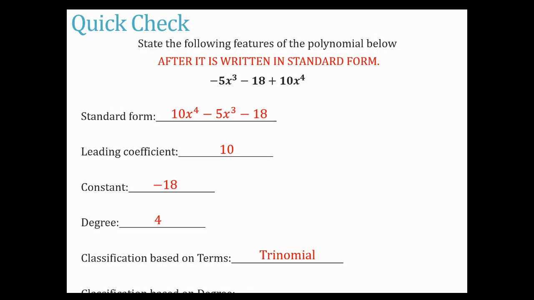And last but not least, we're going to classify this based on the degree. So if our degree is 4, if you recall, if the highest exponent is 4, we call that a quartic polynomial. Okay, so you can keep referring back to this video for these definitions and this PowerPoint, but it's very important that you understand what all of these words mean.